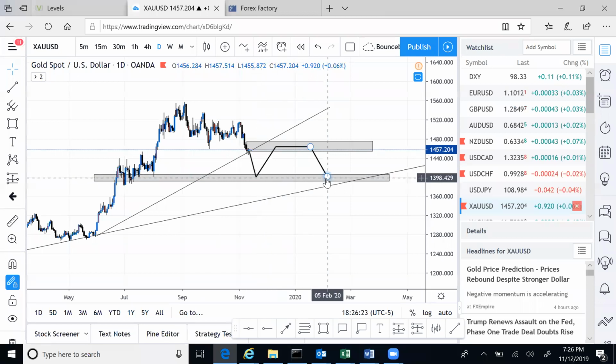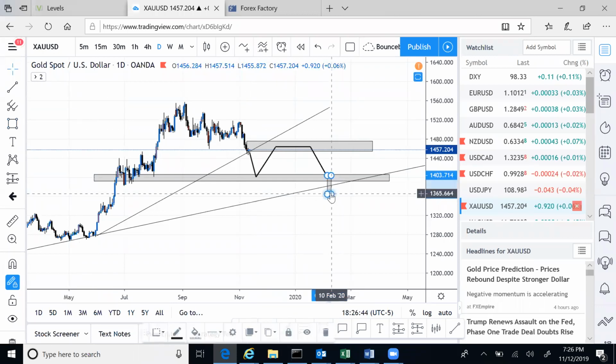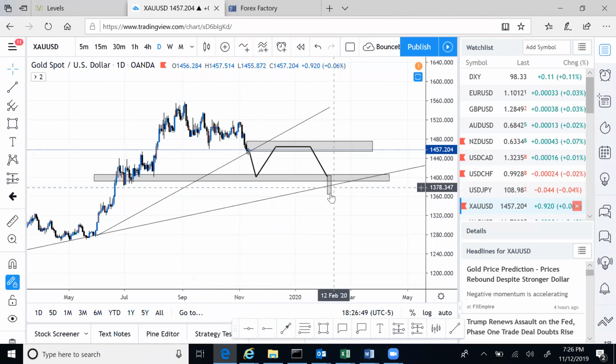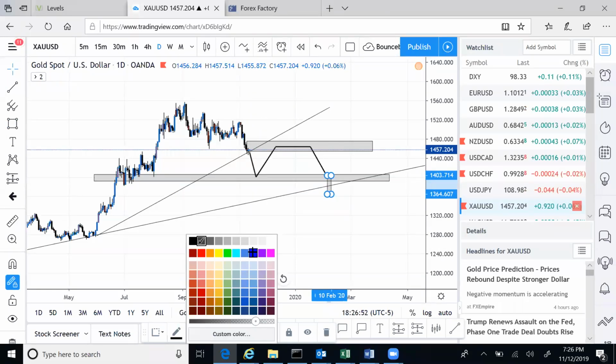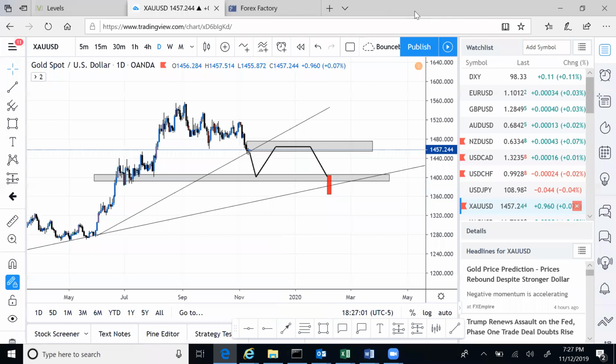So this is the support of the right shoulder, the support of the head, and the support of the left shoulder. Therefore, I am not going to enter my sell, regardless of who said to sell, until I get clear confirmation that it has not only broken support, but it has broken my trend line. Like that. Everybody with me? If you're with me, please type yes in the chat box. Good.